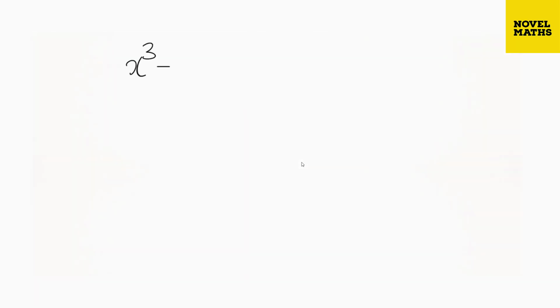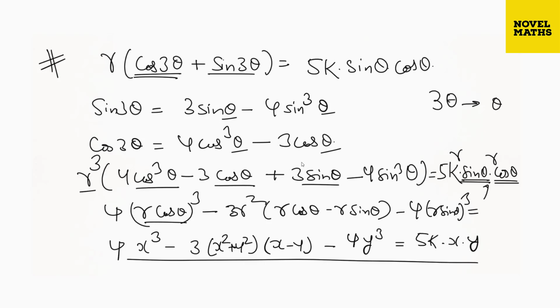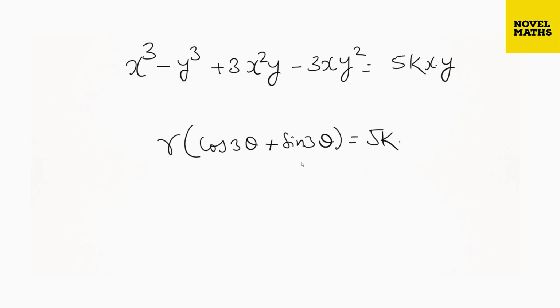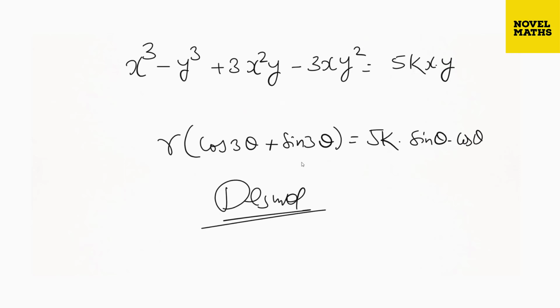Now if you simplify this, I'll give the final answer. This will become x cube minus y cube plus 3x square y minus 3x y square equals 5k x y. That was 5k, right? Yeah, 5k x y. In fact, you can try visualizing this in Desmos as well, this equation. And what was the equation? r cos 3 theta plus sin 3 theta is 5k sin theta and cos theta. Okay, try using this. And with this note, thank you for watching this video. See you next time. Bye.